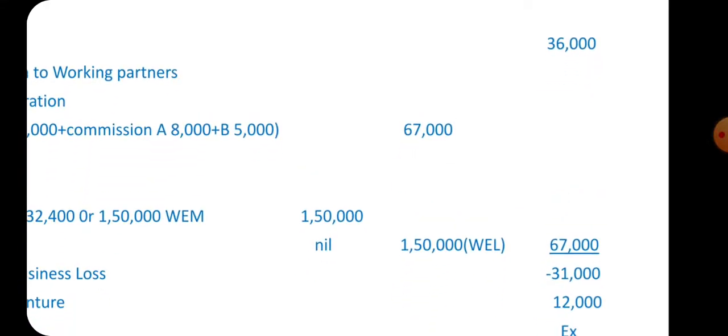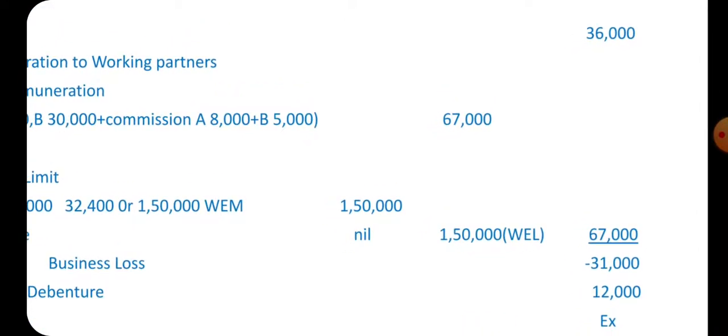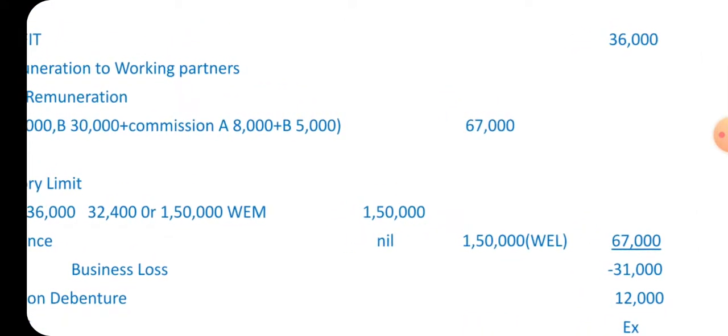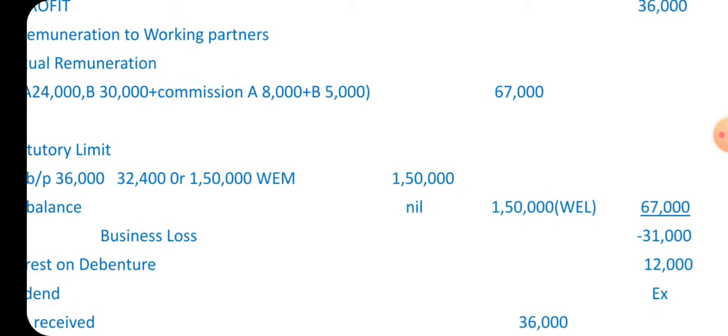You deduct it from 36,000. 36,000 minus 67,000. You get a minus figure, that is minus 31,000. It is not a business income, so you are getting a business loss. So the business loss is 31,000.